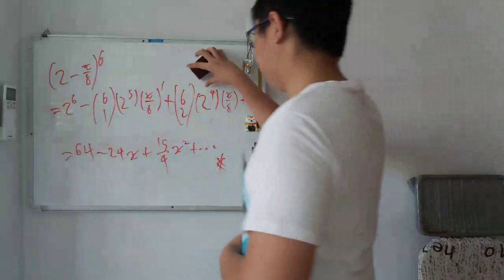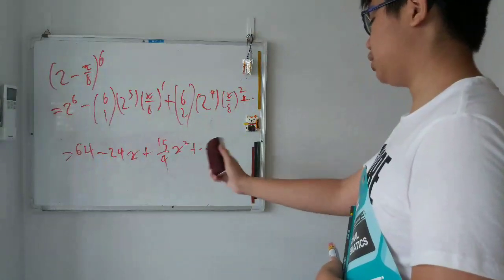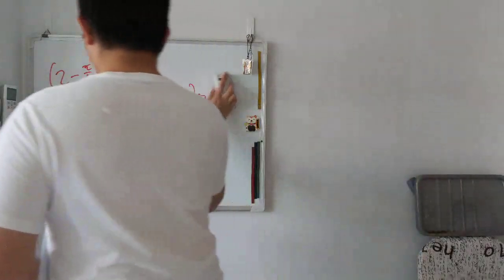I hope you guys got that. If you didn't, then I'll give you a minute. So 64 minus 24x plus 15 over 4 x squared plus dot dot dot. We only need the first three terms.